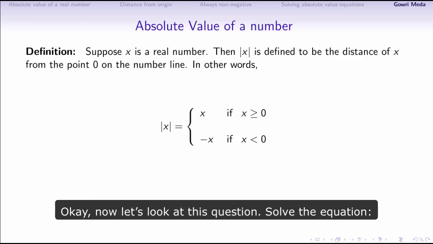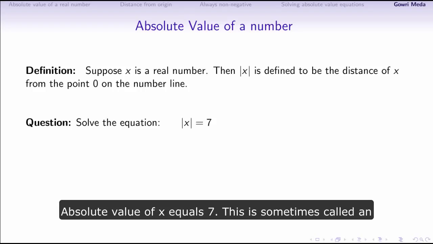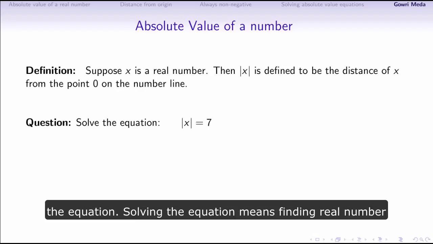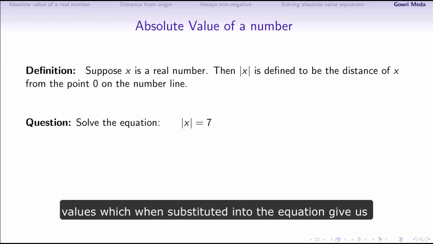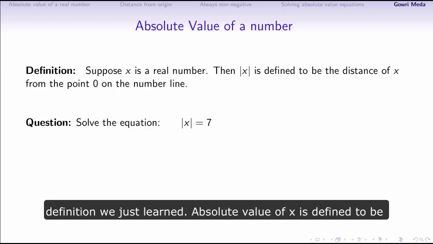Okay, now let's look at this question. Solve the equation absolute value of x equals 7. This is sometimes called an absolute value equation due to the presence of absolute values in the equation. Solving the equation means finding real number values which when substituted into the equation give us a true statement. To do these problems, we need to apply the definition we just learned.